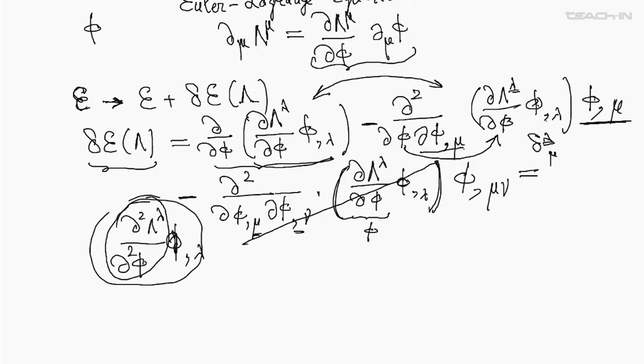And so the contribution to the Euler-Lagrange equations from this total derivative term is actually 0. So this additional term does not contribute to equations of motion.